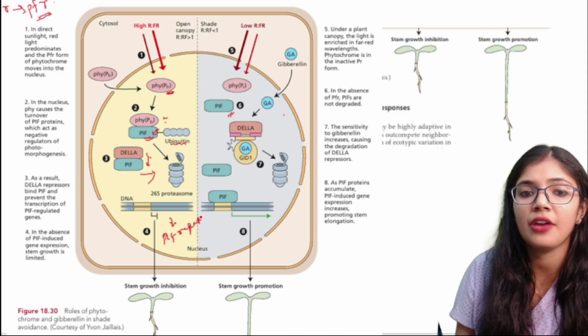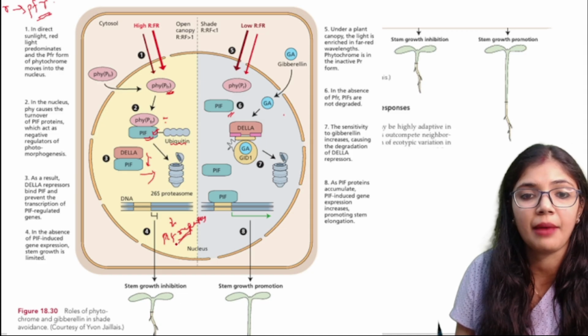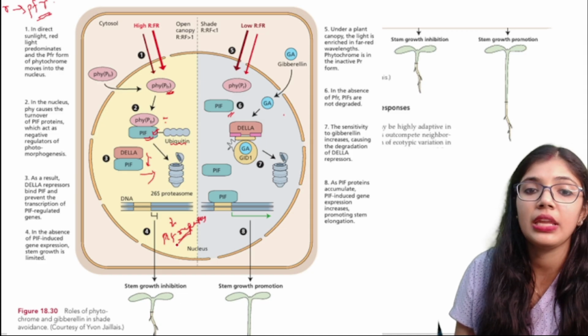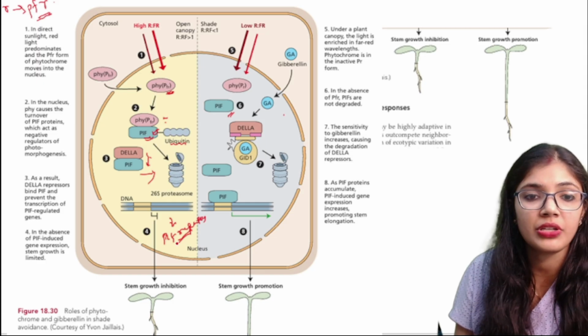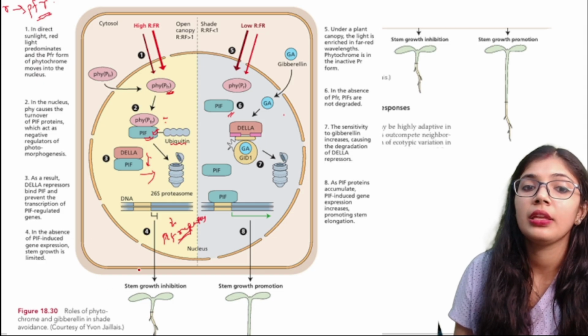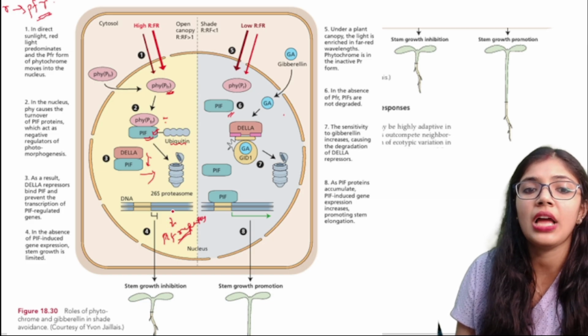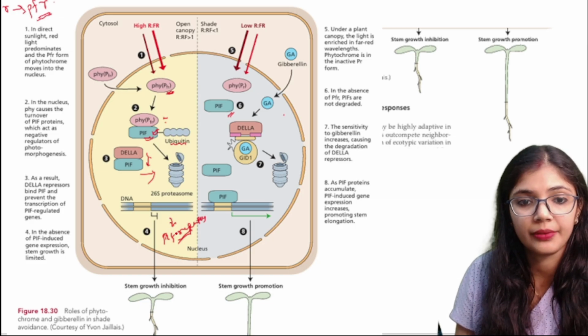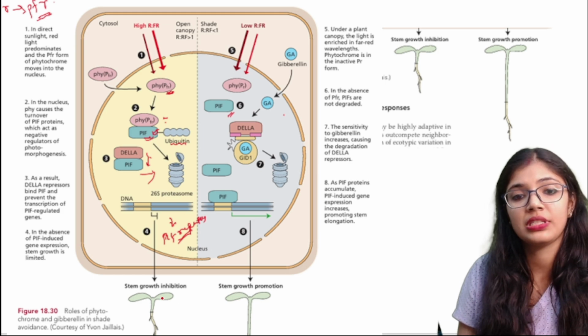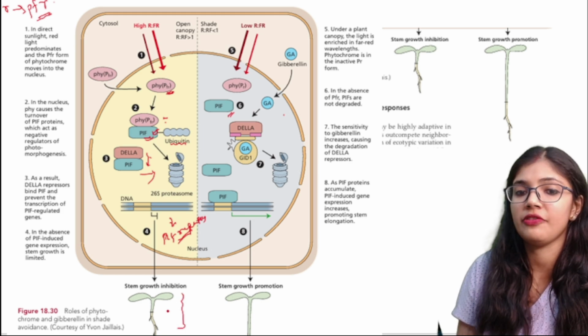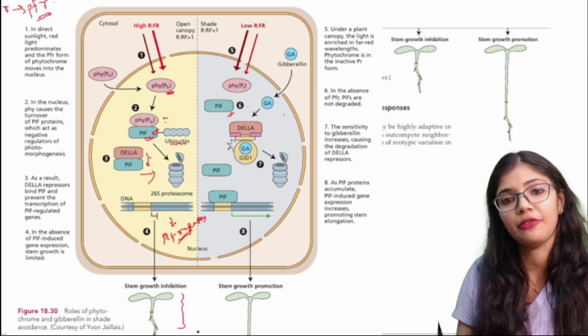यहाँ पे जो PIF regulated genes का formation हो रहा था, यहाँ पे PIF gene का formation नहीं है, PIF regulated genes का formation नहीं होगा. अगर यहाँ पे if the PIF induced genes are not expressed here, the stem का जो growth है, it is being inhibited. ये जो stem का growth है, it is being inhibited.